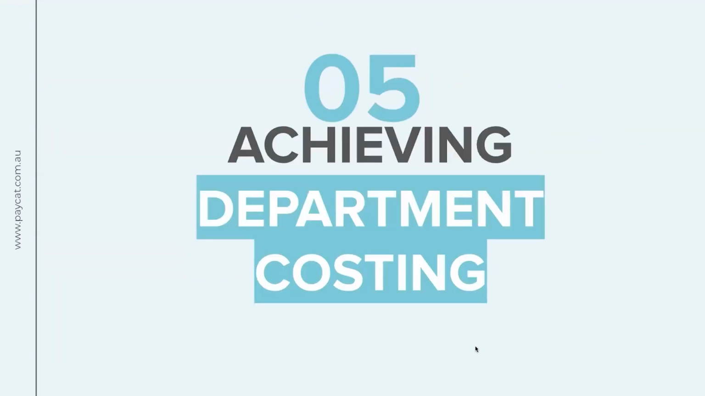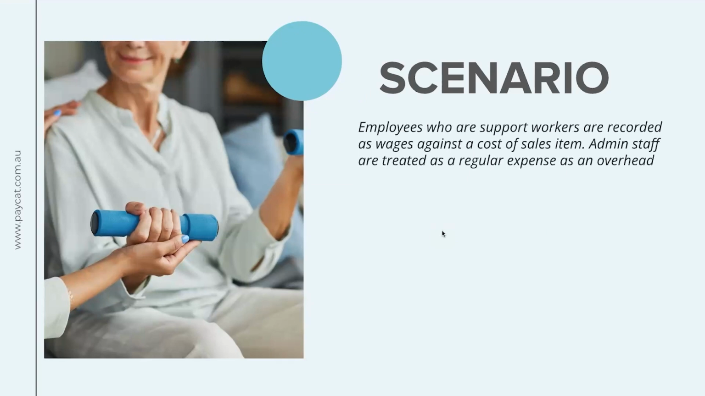Now, department costing. So pretty common that you have different parts of the business that you want to show in different parts of the P&L. That's what this is about. So we've got an employee, for example, who are support workers, but we also have some admin staff. Support workers, according to our CFO, need to go to a special cost of sales expense account, and admin staff are going to go to an overhead expense account. So this is how we can achieve this using locations.